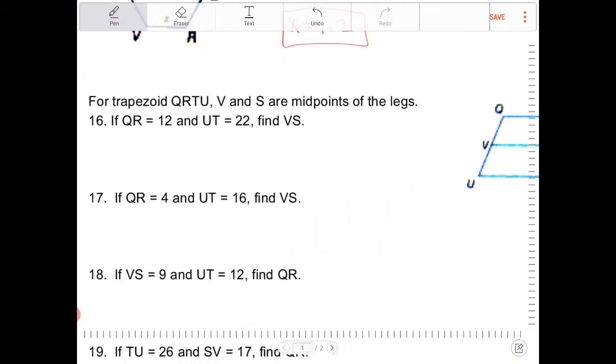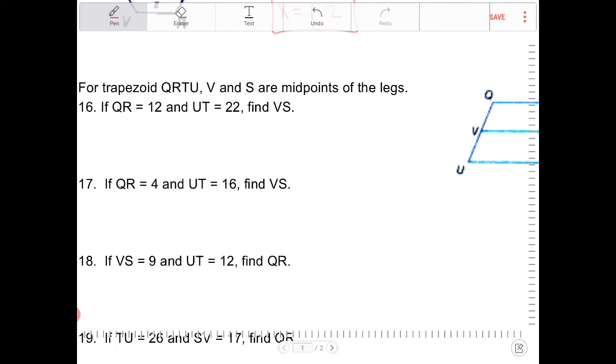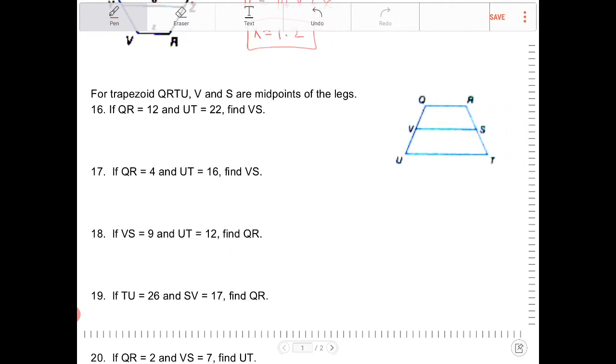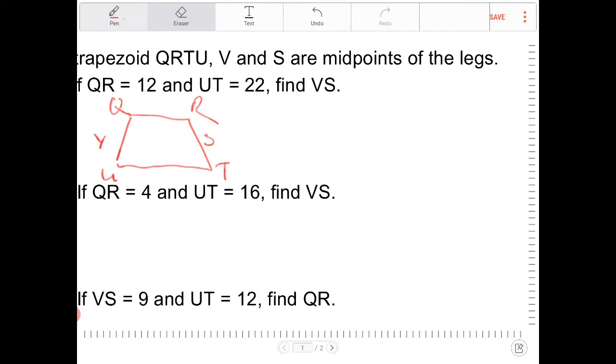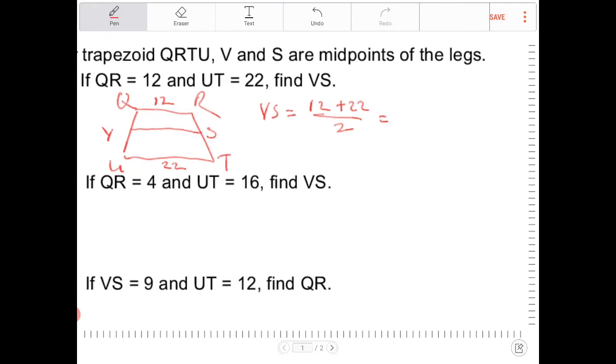Okay. For trapezoid QRTU, V and S are midpoints of the legs. So if QR is equal to 12, and so you know what? I'm going to have to redraw this diagram over and over again for this problem set, so I might as well just draw it out. Q, R, T, U, and this is VS. So I want to make it a little more representative for the midsegments. So QR is equal to 12, UT is equal to 22, and I need to find out what VS is. So VS is equal to the average of 12 and 22. So that will be 34 over 2, which is 17.